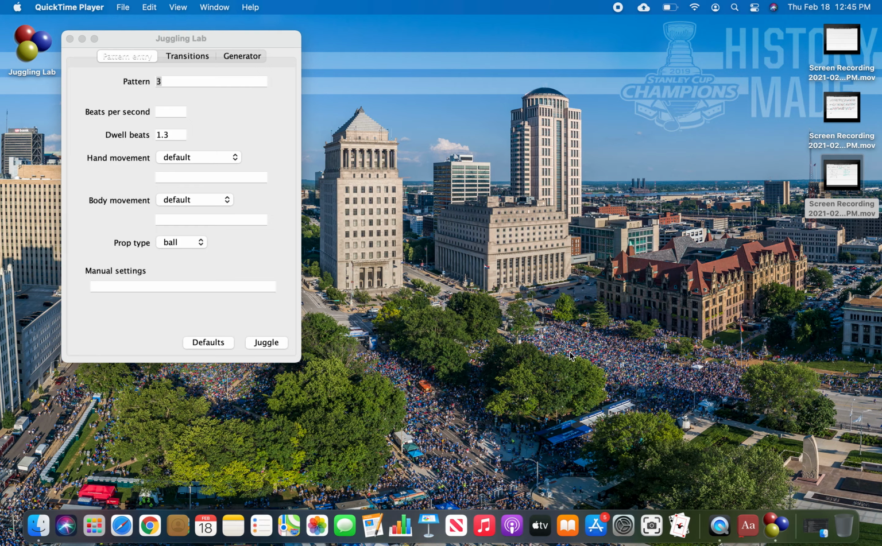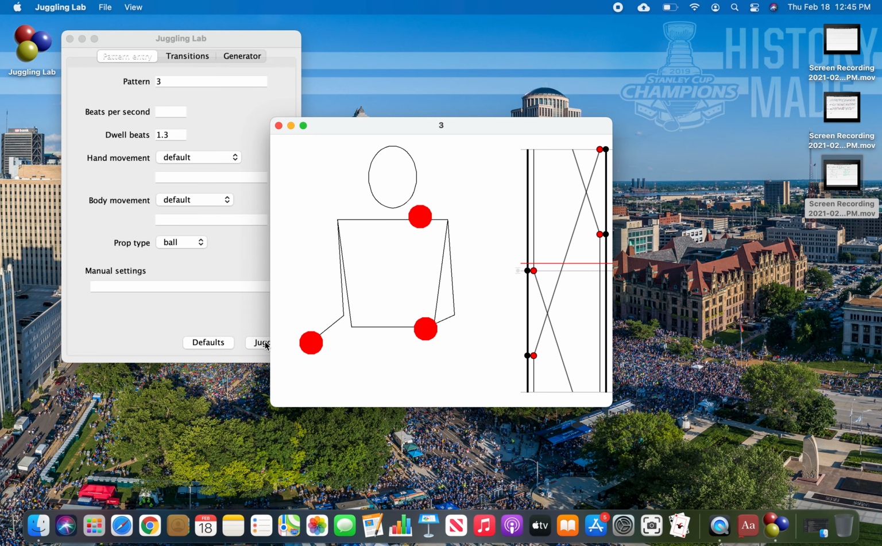There's also technology available out there to help us visualize and to check and see if these patterns can be juggled. This one that I have here is called Juggling Lab. It's free on the internet, a free program you can download for PC or Mac. And so we can look at how to juggle these. You simply put in the pattern you want to see juggled, click juggle, and there you can see it.